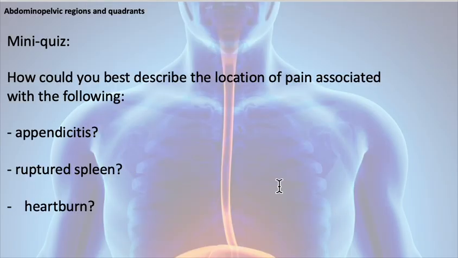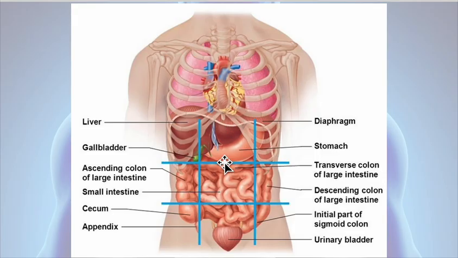And finally, you can also describe the location of pain, which is commonly done in medicine, associated with the following terms: appendicitis, ruptured spleen, or heartburn. So these are particular conditions that are associated with a given structure in the body. Heartburn is commonly associated with the stomach region or the lower esophagus, where acid from the stomach moves up into the esophagus. Therefore, a patient may experience pain or sensation in the epigastric region, if this is the case.